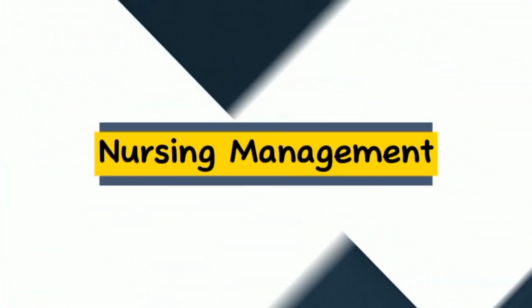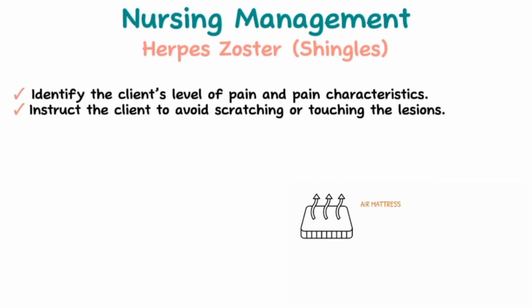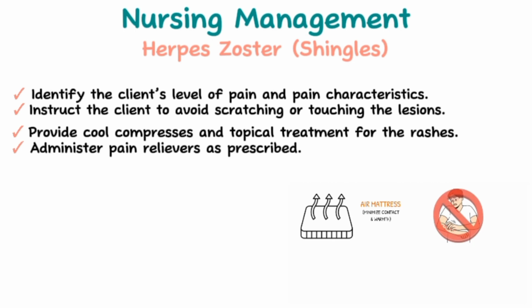Let's proceed to nursing management. The following are the nursing priorities for patient with herpes zoster or shingles. The first thing to do is identify the client's level of pain and pain characteristics. The next one is instruct the client to avoid scratching or touching the lesions. Next one is provide cool compresses and topical treatment for the rashes. Administer pain relievers as prescribed.